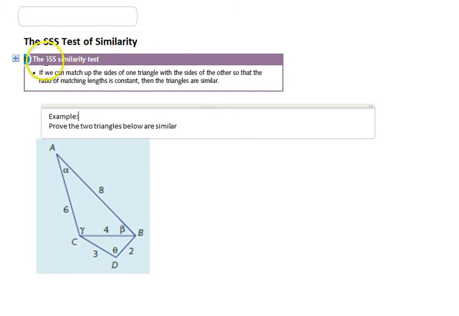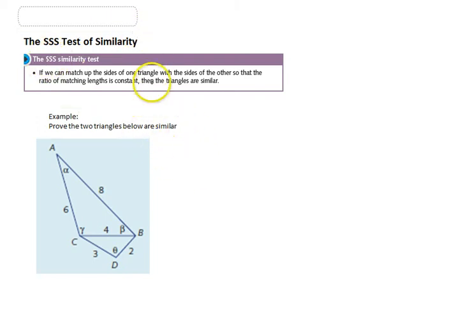Okay, so let's just talk straight about the SSS test. If we can match up the sides of one triangle with the sides of the other so that the ratio of matching lengths is constant, then the triangles are similar. That means that if we can come up with three pairs, a side, a side, and a side, where the ratios are constant, then we'll have similar triangles. So let's just look at this example so you can sort of see what I'm talking about.